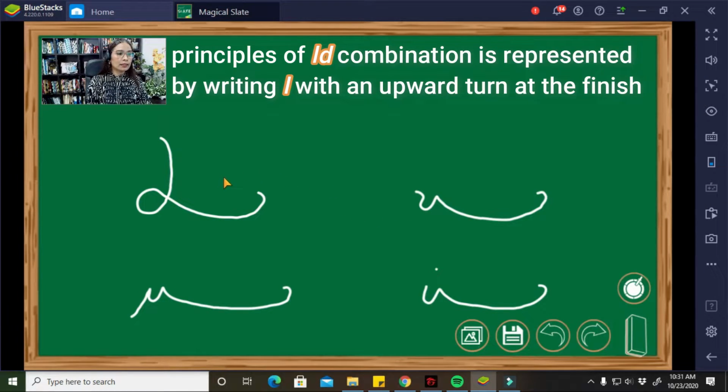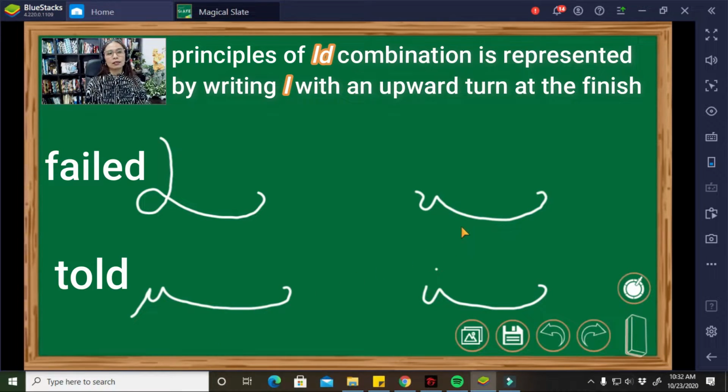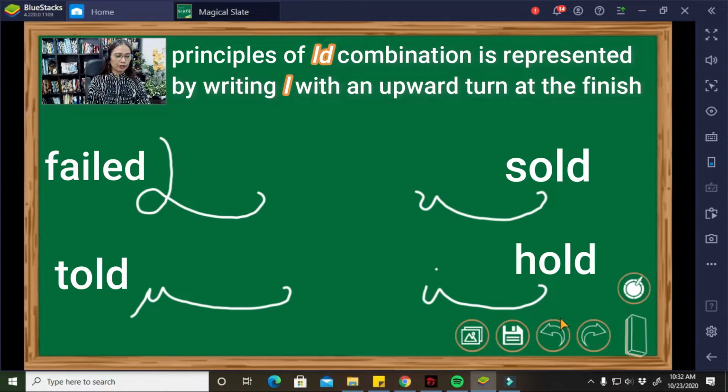Okay, this one is failed. Very good. This one, upward straight line, that's T, and then this is O, and then LD. So this is told. Very good. This one, S and O, and then the LD combination, it's sold. Now we have an H here, and then O, and then LD. So that is hold. Very good. So simple as that.